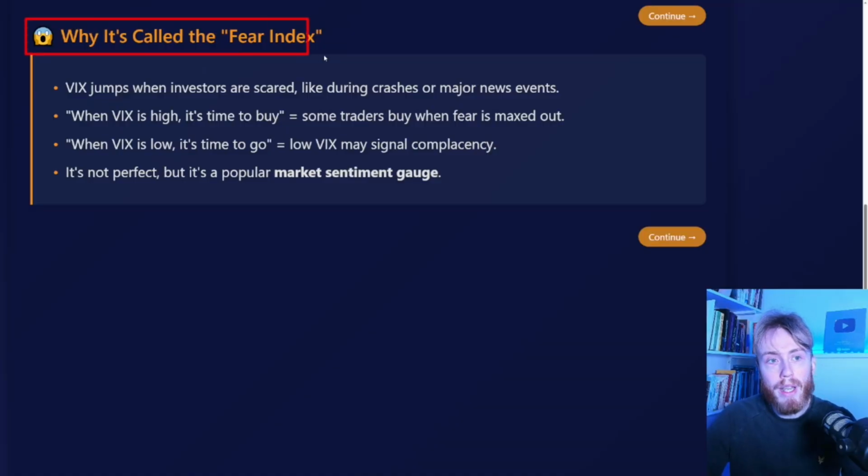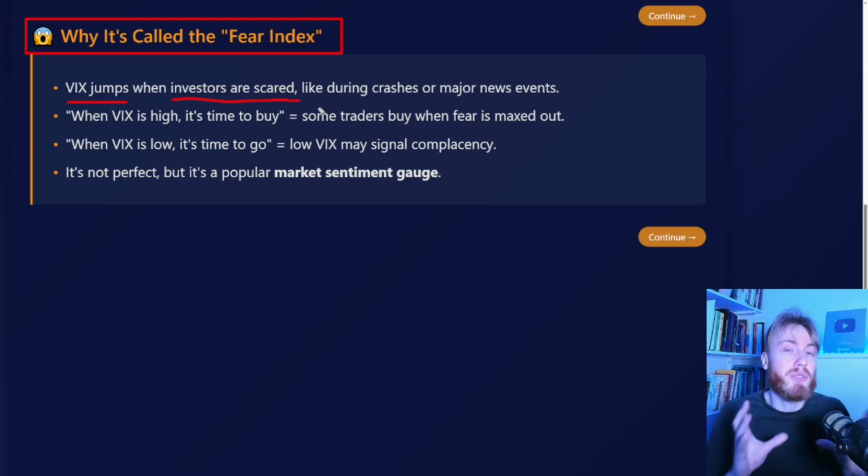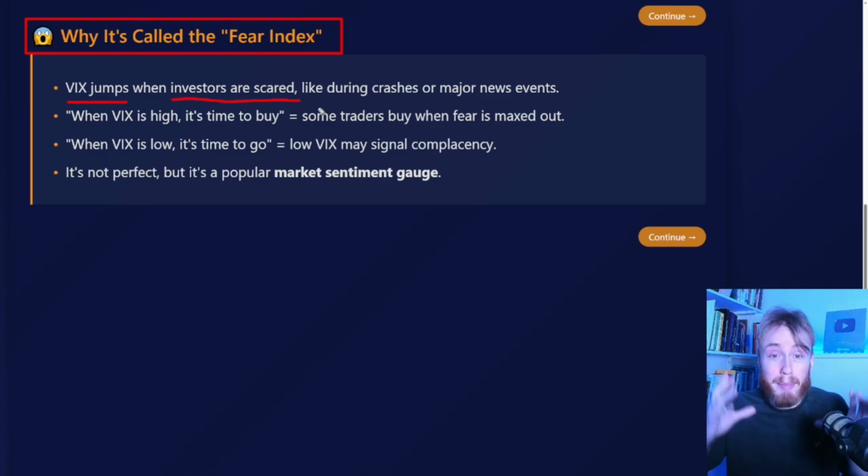But alright, so why is the VIX sometimes called the fear index? Well, it's called that because the VIX jumps when investors and traders are scared. Like, for example, during crashes. Like I just recently showed you guys, the VIX recently spiked in the stock market, and that was during basically peak fear during the latest crash, or the crash we are in right now.